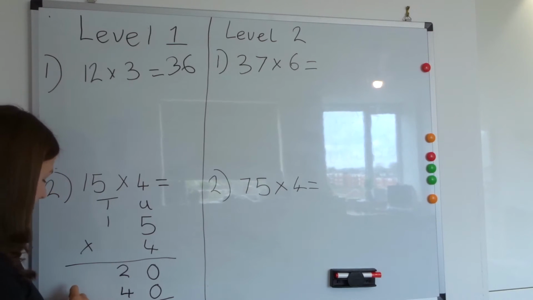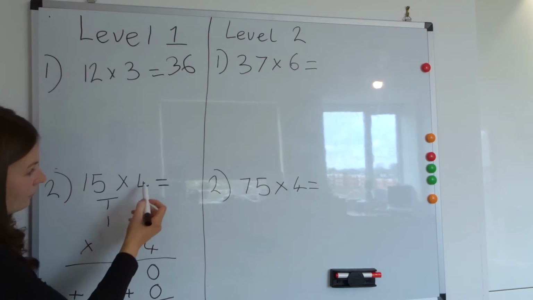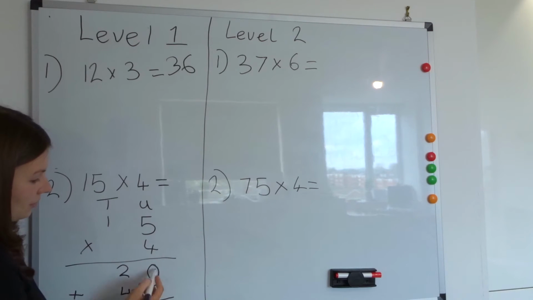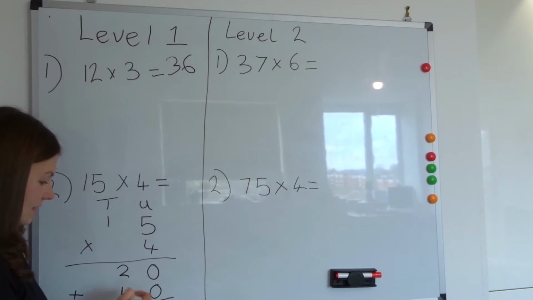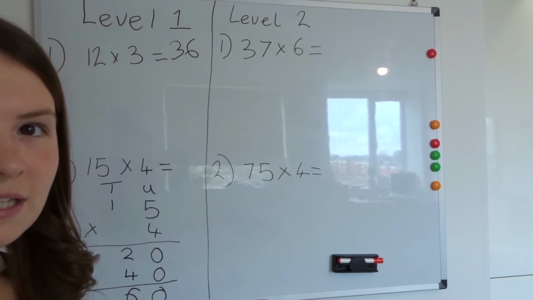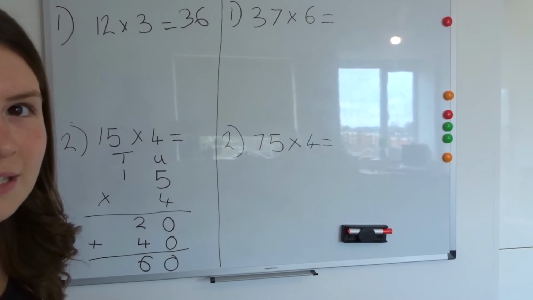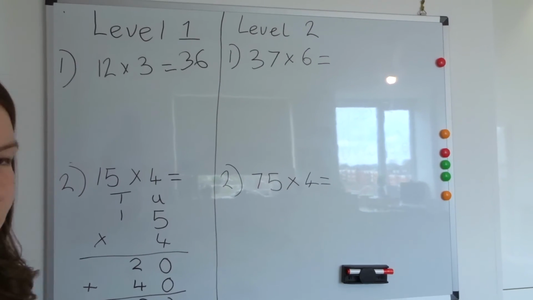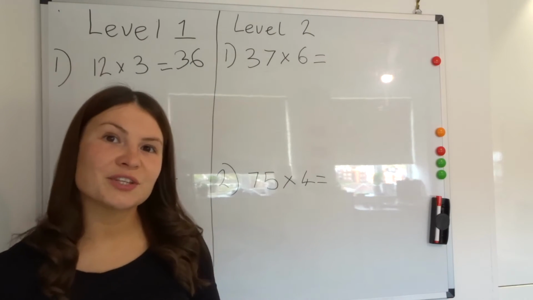Then remember we need to add these two together. So we're going to start off in our units column. 0 add 0 is 0. Tens column, 20 add 40 is 60, or 2 add 4 is 6. I've just realised you can't even see the answer to that one. There we go, it is 60. Well done. Okay, so we're now going to move over to level 2.